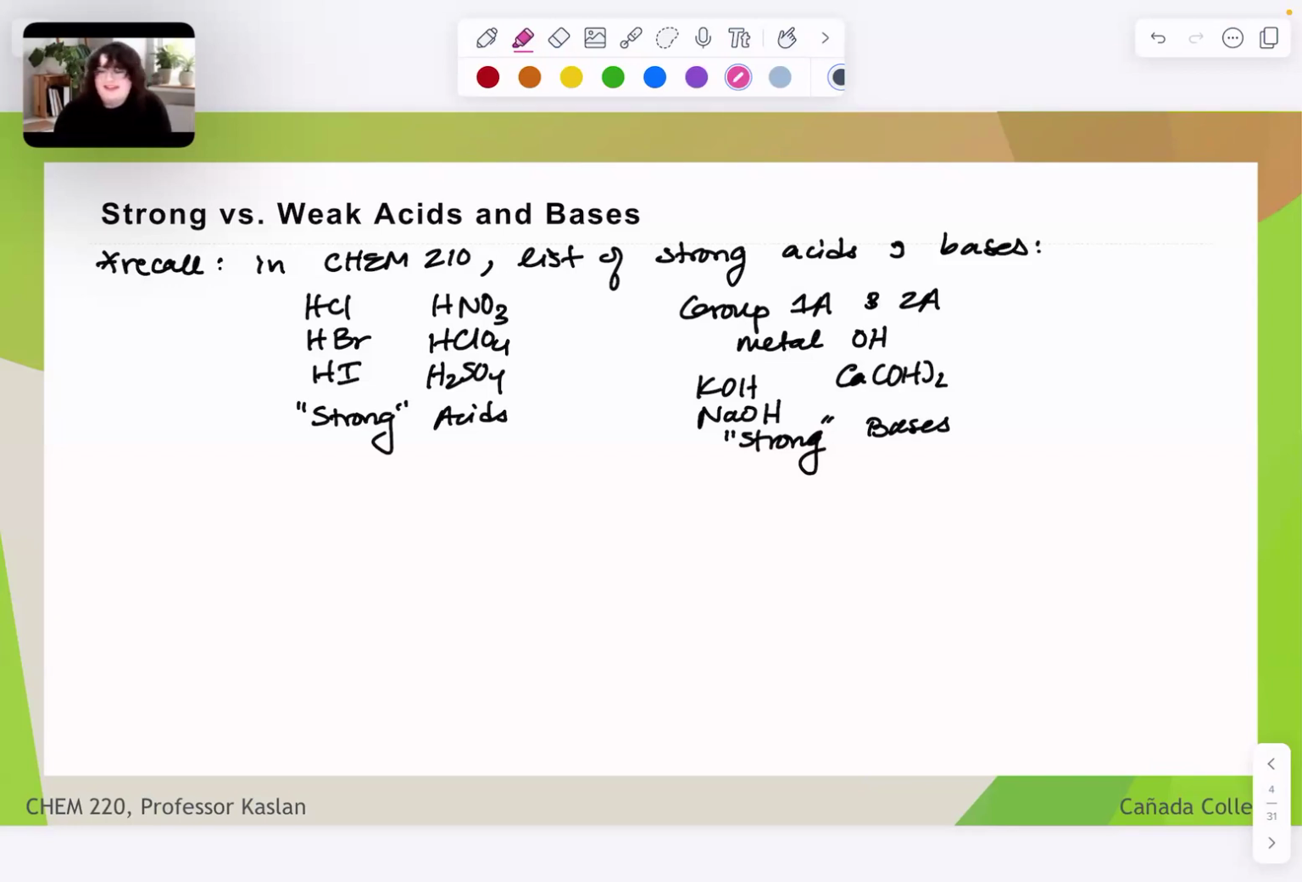This is just a list, right? This is just like a thing that you maybe have memorized or are familiar with from Gen Chem 1. This is someone telling you these are strong and these aren't. Nowhere in this list is there an explanation as to why one thing is considered strong versus not. So what is it that makes an acid or a base strong?